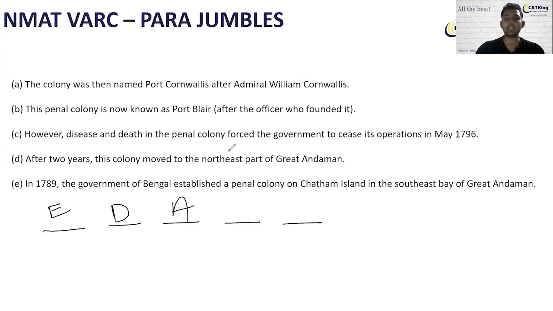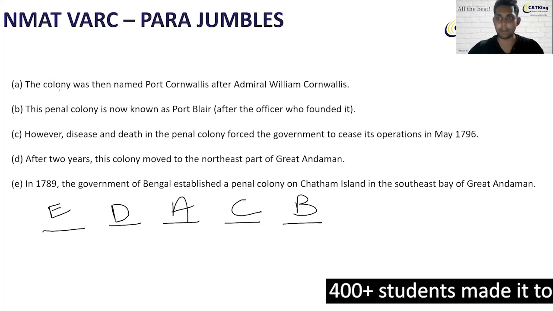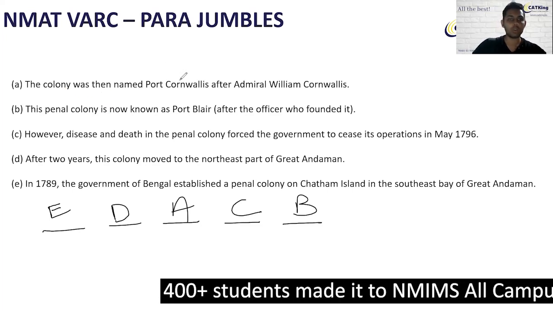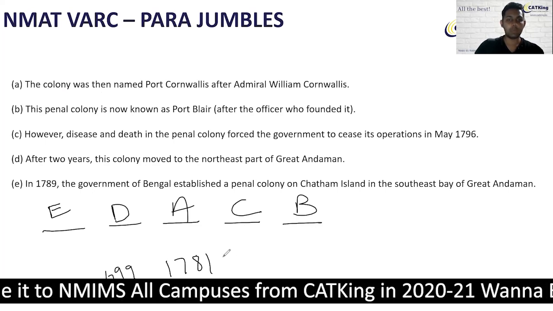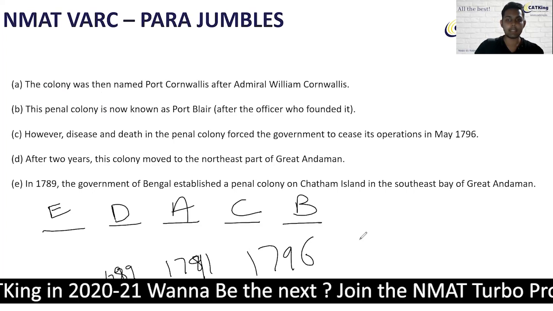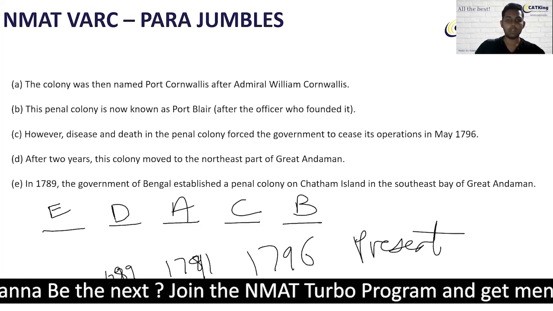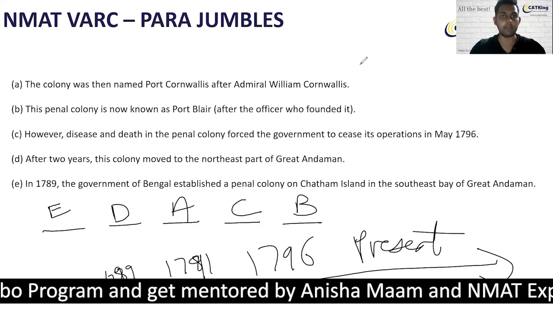However, disease and death in the penal colony forced the government to cease its operations in May 1796. This penal colony is now present, known as Port Blair. Lessons from this. I will question at each point which, what, how, and when. Okay, in this example, which colony. Secondly, this is a chronology based thing. First I went to 1789, then I went to 1781, then I went to 1791, then I went to 1796, and then I came to the present, right? Chronology is extremely important in solving Parajumbles. Please remember this in detail.